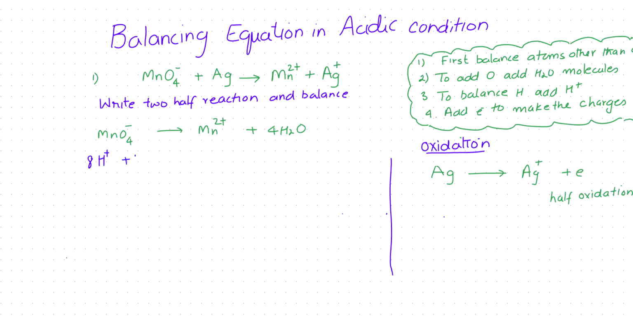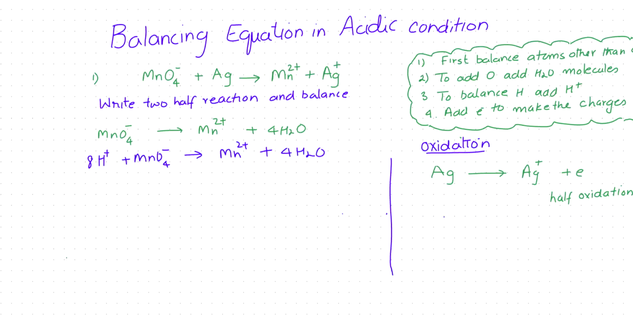MnO4⁻ gives Mn²⁺ plus 4H2O. Now we have 8 hydrogens on both sides, 1 Mn and 4 oxygens. Last step is to balance the charges.